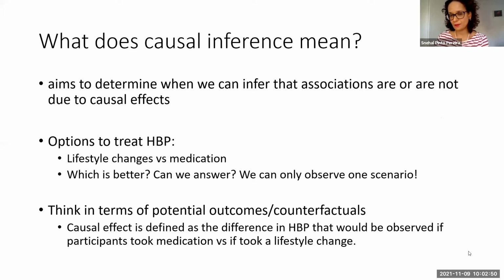Okay, so if you think about it, when you guys are in clinic and a patient comes to you and they have high blood pressure, you think, oh, how do I treat this patient? You can either treat them with lifestyle changes, telling them to, I don't know, exercise and eat well or whatever, or you can give them medication. Which one of these is better to do, right? And can you even answer that question? Because you have one patient in front of you and you can only treat that patient in one way. You can either assign them to a lifestyle intervention, or you can assign them to medication.